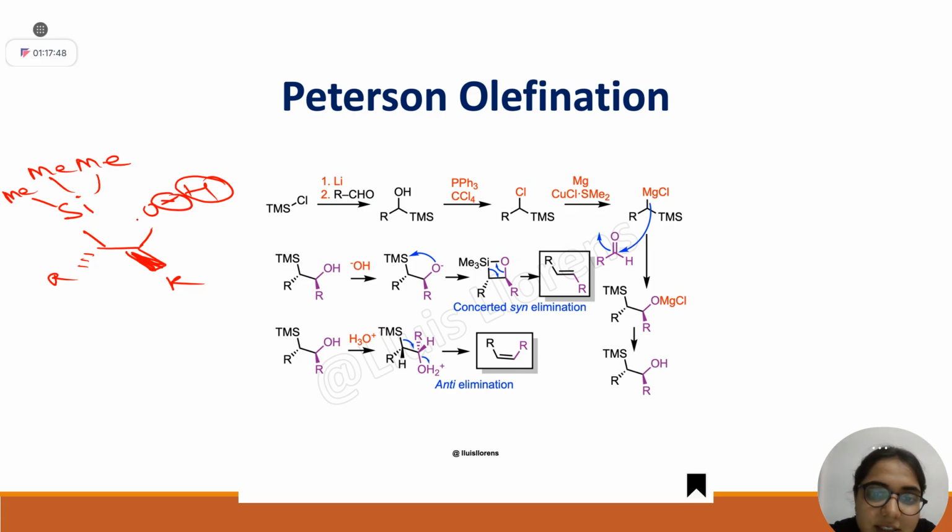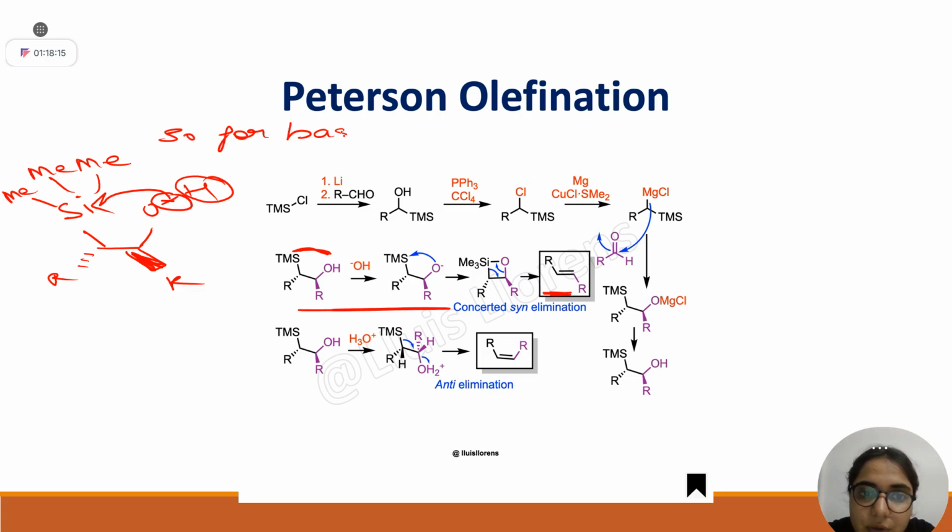You know that silicon is having vacant d orbitals. It can attack onto those vacant d orbitals and will form this four-membered ring. Retro 2 plus 2 will happen and you will get this olefin. But the take home message from this is that this silyl group and OH group should be syn to each other.